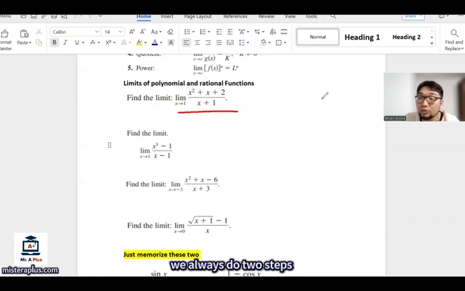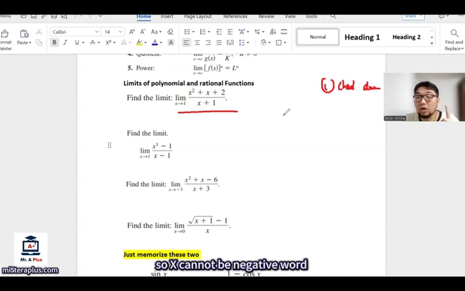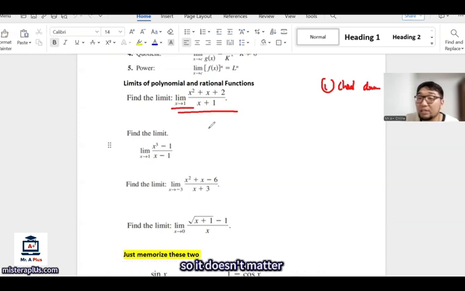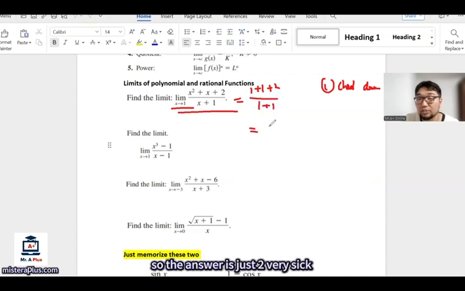We always do 2 steps. First, check the domain. So x cannot be -1. Yes, we know that. But now x approaches 1, so it doesn't matter. When it fits the domain, you can just plug in the number. So here it will be 1 plus 1 plus 2 over 1 plus 1. So the answer is just 2. Very simple, just plug in the number basically.